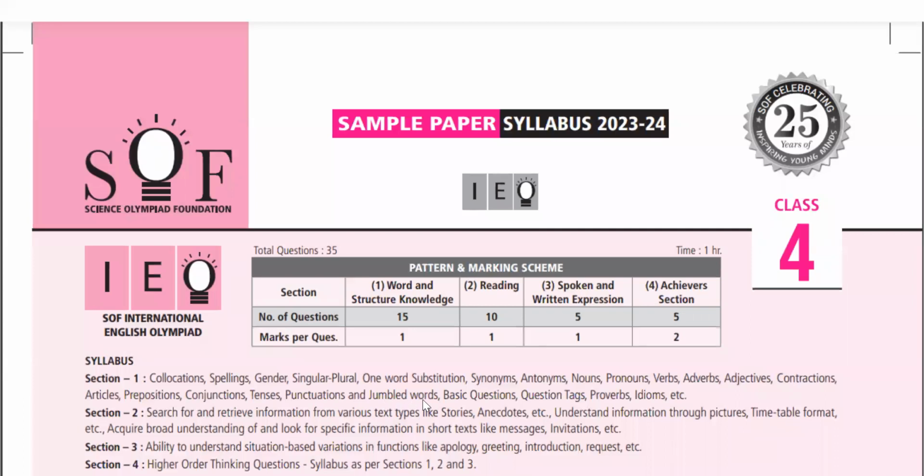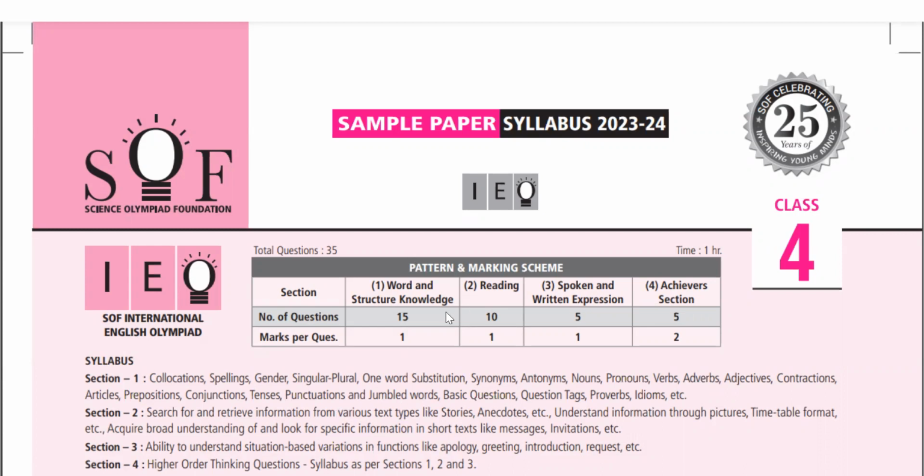Jumbled words will be like you'll be given a certain number of alphabets which you have to make into a meaningful word, or sentences which you have to put into a meaningful sentence. Basic questions, question tags, proverbs, and idioms. Now, section 2: you have to search for and find out information from various text types.